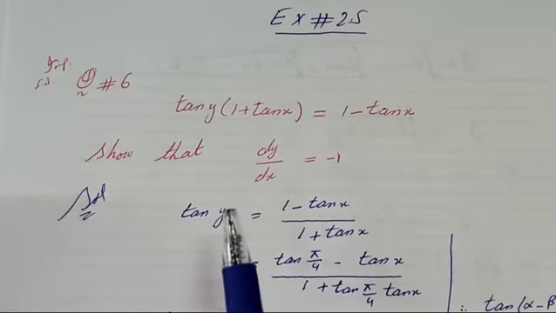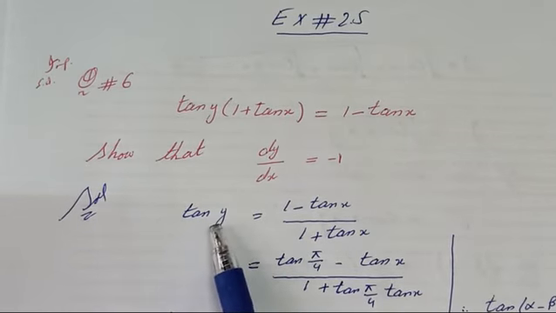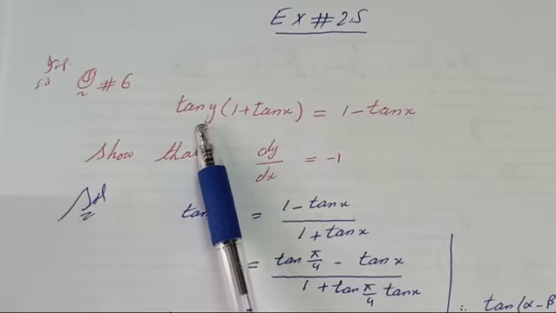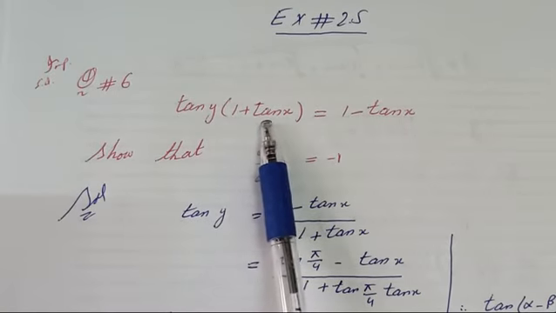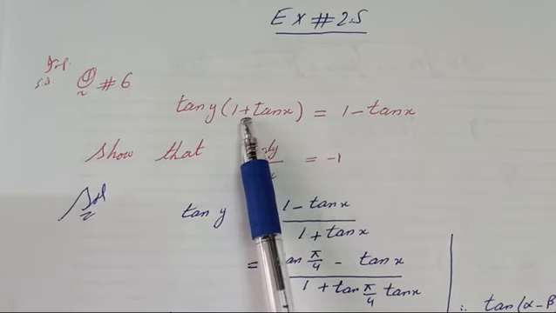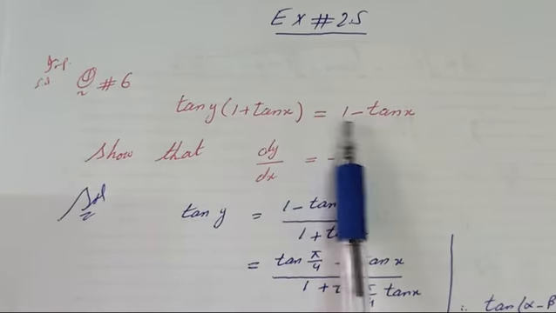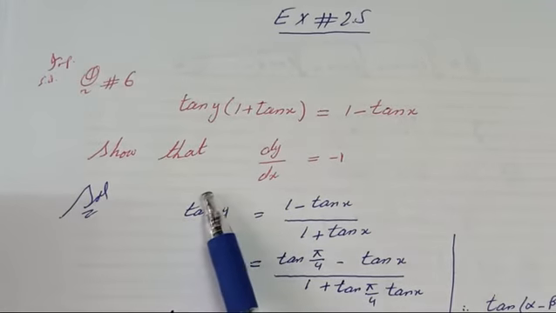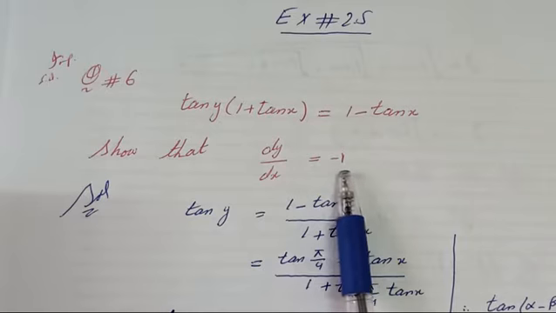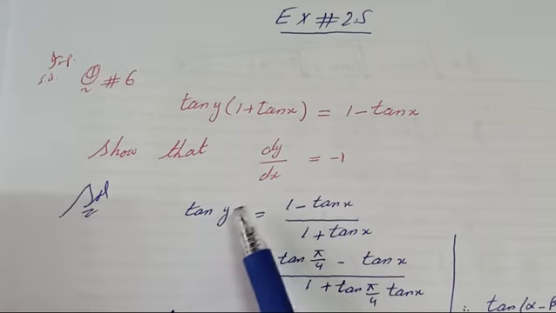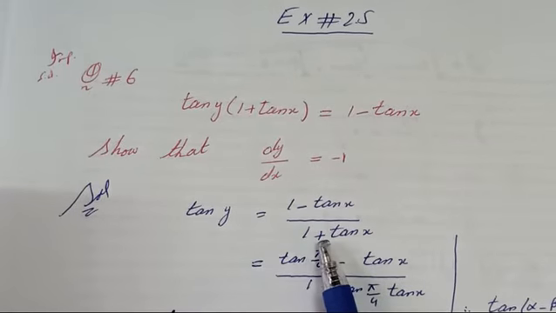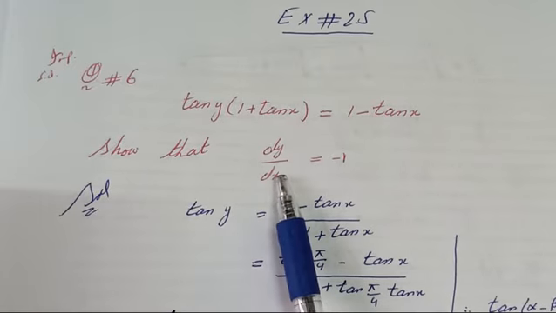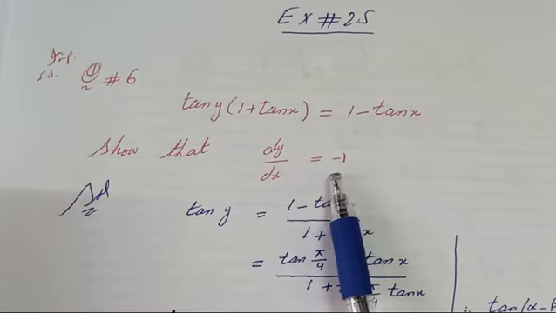In this question, first of all we will write tangent y. This is tangent y and it is in product with 1 plus tangent x. When we move this 1 plus tangent x from left hand side to right hand side, it comes in the denominator. So now tangent y is equal to 1 minus tangent x over 1 plus tangent x. Why we are doing this? Because we have to prove that dy over dx is equal to minus 1.